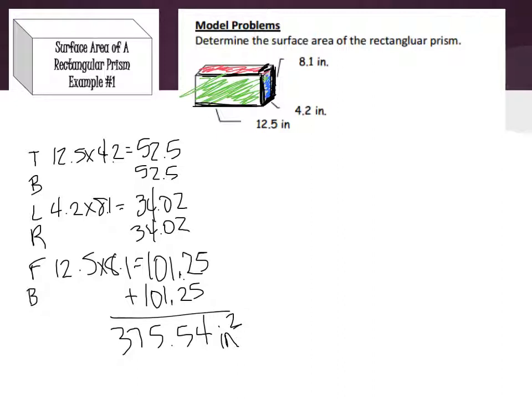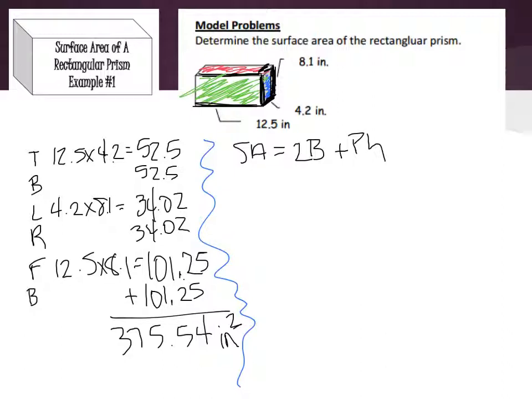That is one way we can solve these. The other way is to use our formula. The formula we wrote at the top of our page is the surface area is equal to 2 times the area of the base, because in a prism, the bottom and the top are equal, so 2 times the area of the base plus the perimeter of the base times the height.